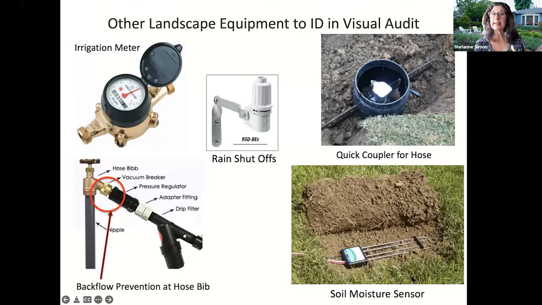You might see an irrigation meter sometimes, and it's become required now. If there's a hose, you need a backflow prevention system at the hose bib. And if there's any sort of a smart controller out there, you might see a rain shutoff, although you can actually attach those even to your conventional or old-fashioned controllers. And maybe you wouldn't see this, but you might know that it's out there, a soil moisture sensor that is below ground and connected to the controller.